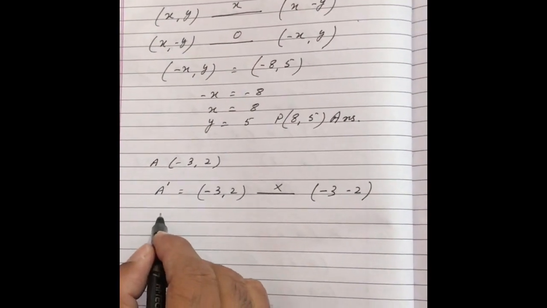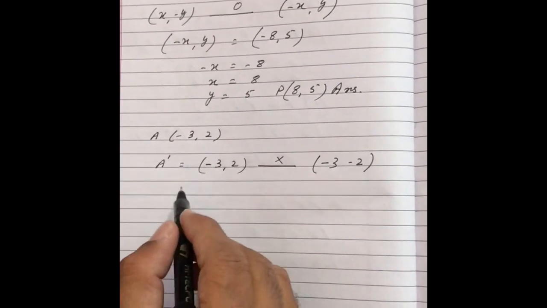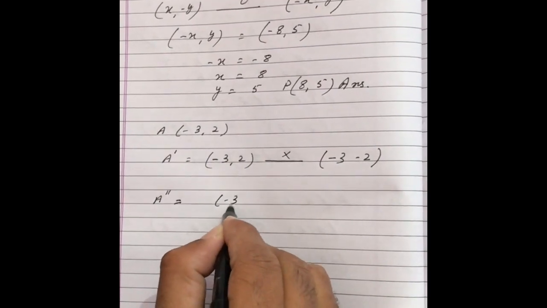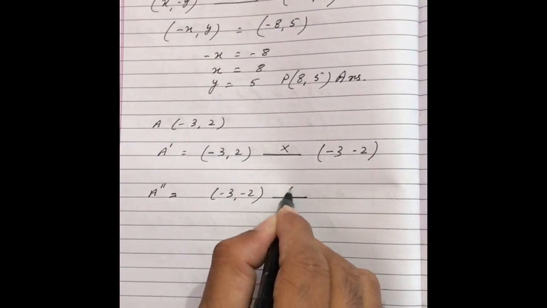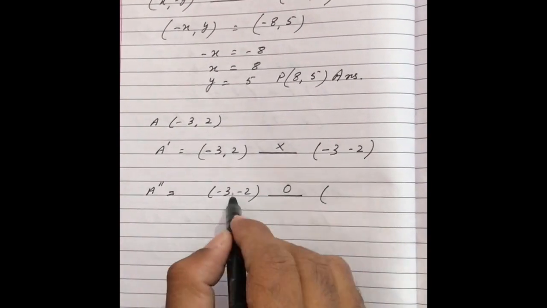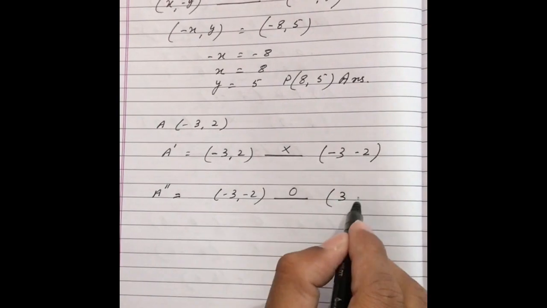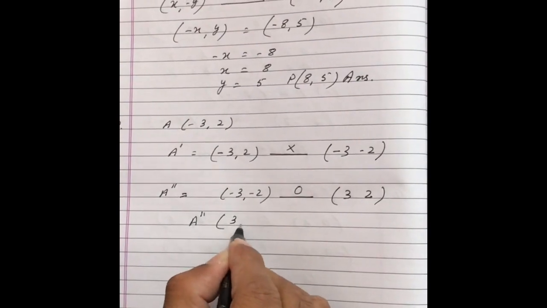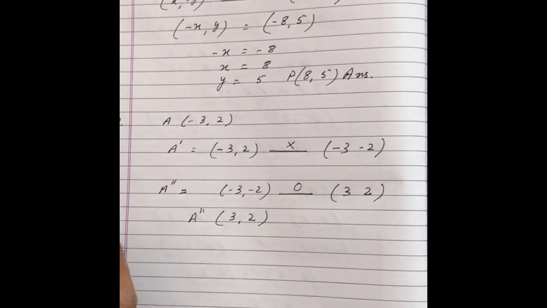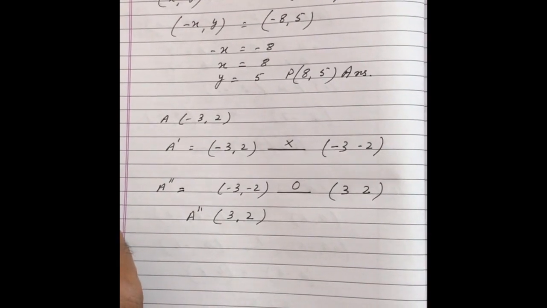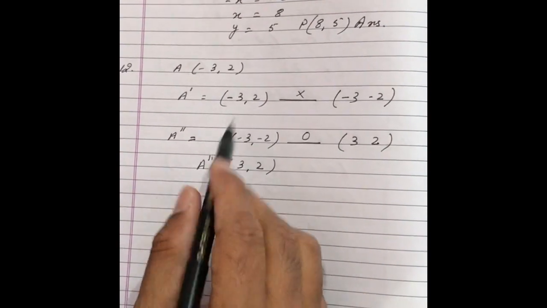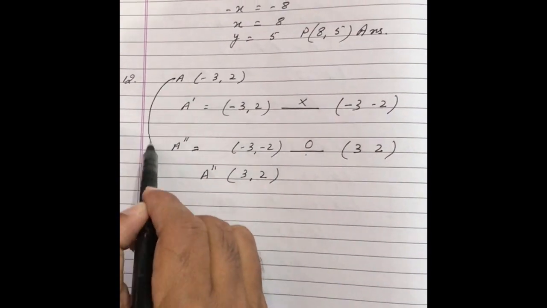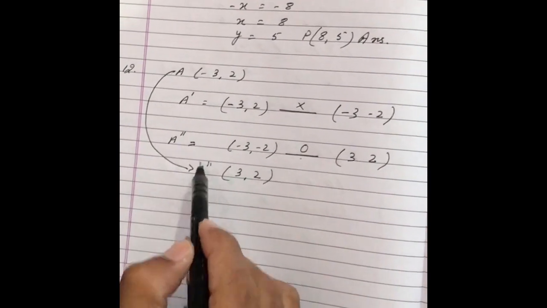Then this point A dash is reflected in the origin. That is A double dash. Then minus 3, minus 2 is reflected in the origin. Both signs will change. Minus 3 will become 3, minus 2 will become 2. So A double dash is 3, 2. Write down the single transformation that maps A onto A double dash. Now I have done two transformations. If I have to go from A to A double dash directly, what type of transformation do I have to find?